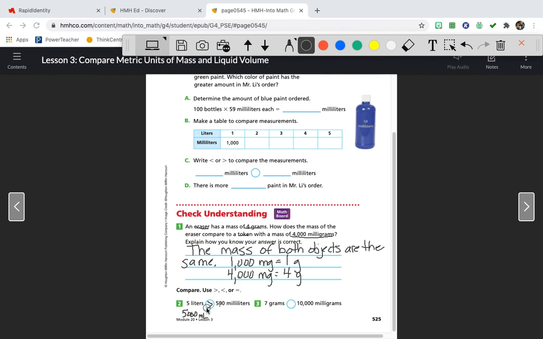Okay, and number 3, you have 7 grams and you have 10,000 milligrams. Well, we know that there are 1,000 milligrams in 1 gram. So if there's 7 grams, there would be 7,000 milligrams. So 7 grams is less than 10,000 milligrams. All right, guys, if you have any questions, ask your teacher.